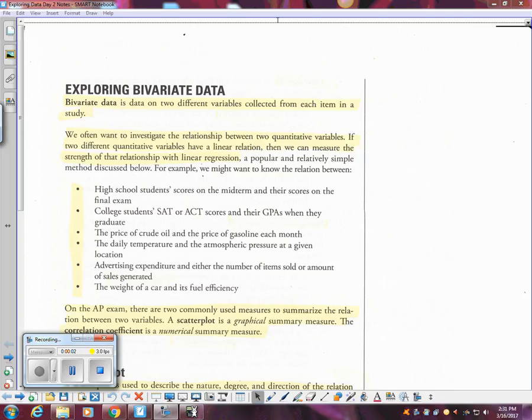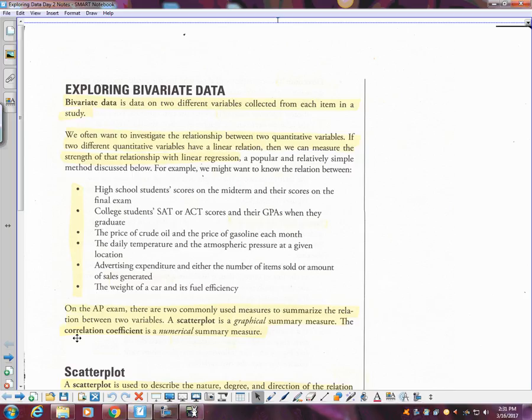This stats review is on exploring bivariate data. Bivariate means you have two variables. So that's what we're going to be looking at, the relationship between an X and a Y. Just a couple things to point out.